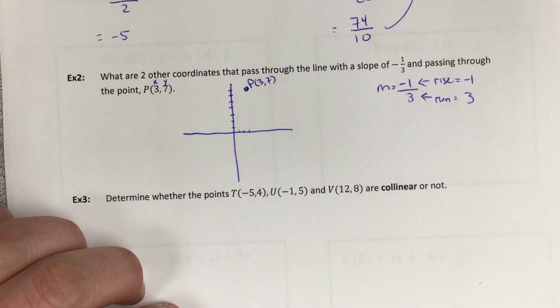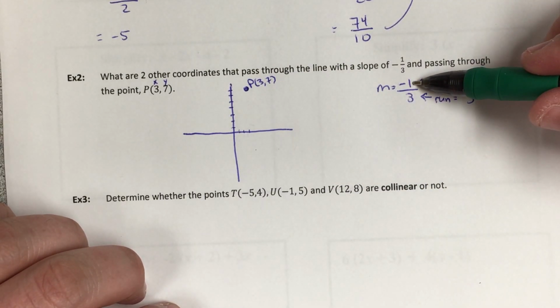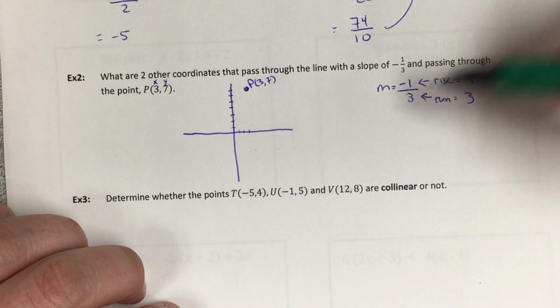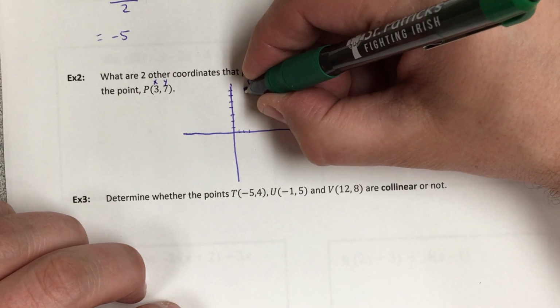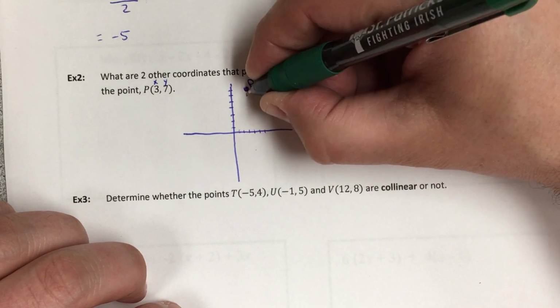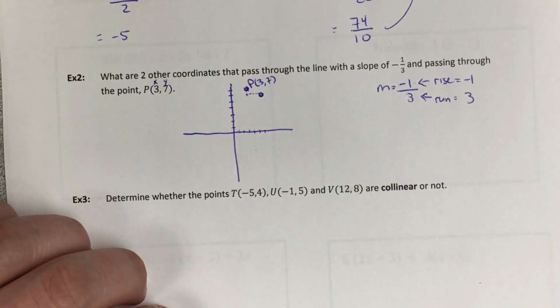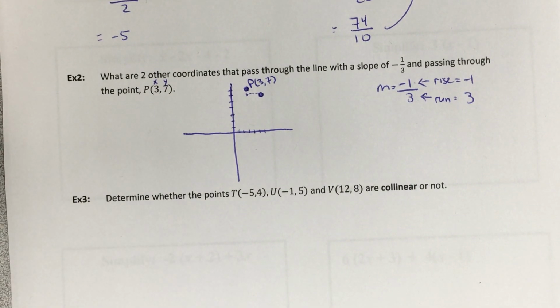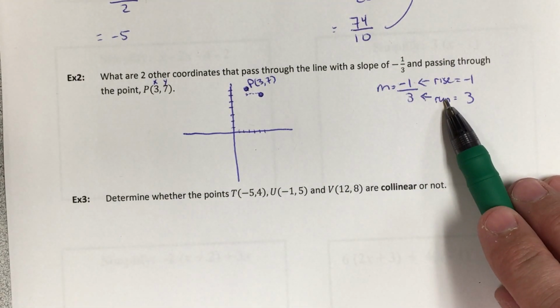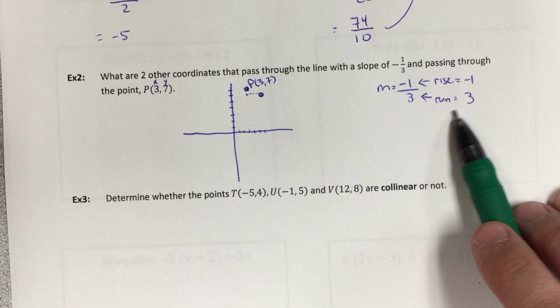Then, to find 2 other coordinates, I'm going to go from this point. I'm going to go down 1, to the right 3. So down 1, to the right 3. I have to add 1, 2, 3. So that's where I end up. Down 1, to the right 3. When you're running, your run is always to the right. Just think like you read a book, left to right, always to the right.